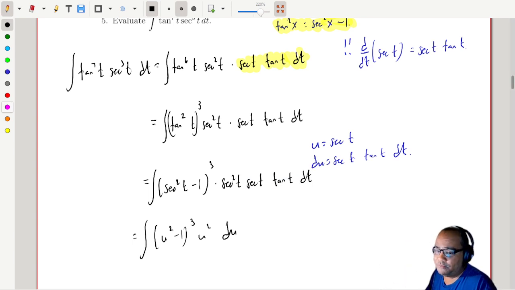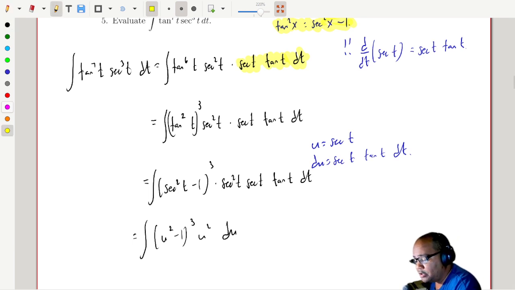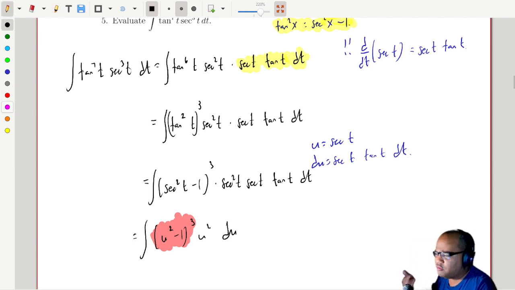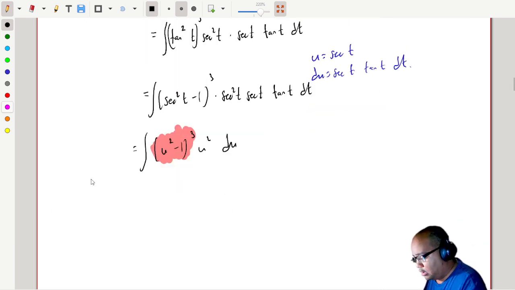Folks, we're basically home free. The only hard part here, I'll highlight this in red, is understanding this pattern. How do I do u squared minus 1 cubed? Now, of course, you can multiply it out: u squared minus 1 squared times u squared minus 1. You know, use the F word. Not that F word.